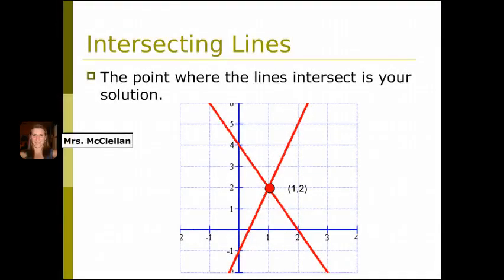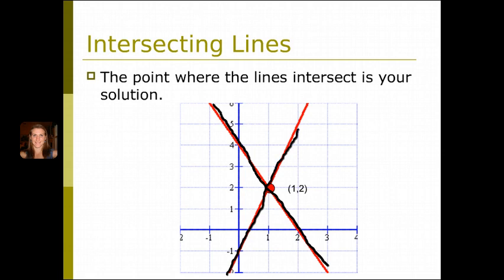Okay, so as mentioned before, the point of intersection is going to be the solution to your system of equations. Any kind of linear equation is going to draw a straight line, just like you see. And the point where these two lines intersect is the solution to the equation. So this solution would be (1, 2).